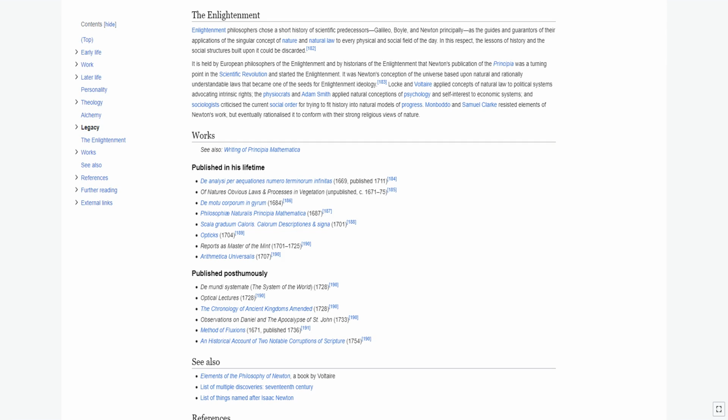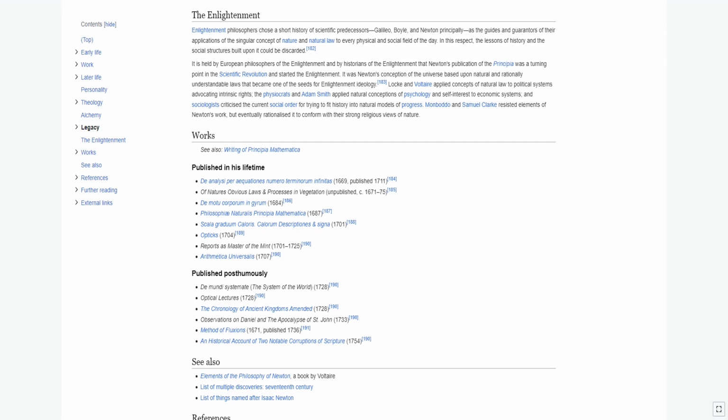It is held by European philosophers of the Enlightenment, and by historians of the Enlightenment, that Newton's publication of the Principia was a turning point in the scientific revolution, and started the Enlightenment. It was Newton's conception of the universe based upon natural and rationally understandable laws that became one of the seeds for Enlightenment ideology.